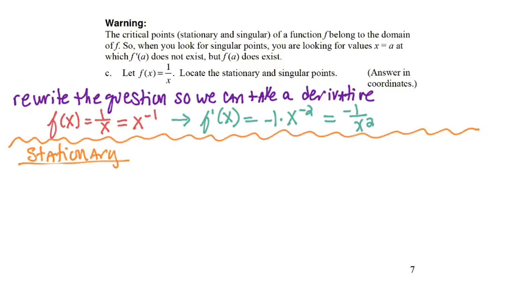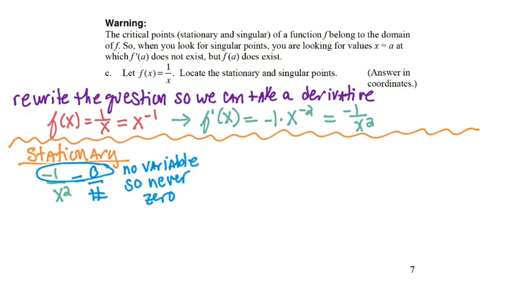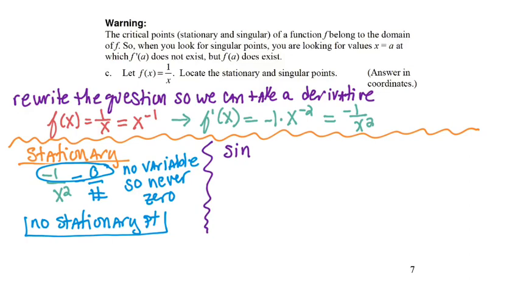So to find our stationary point, we take negative 1 over x squared, and we really look at when does the numerator equal 0? Well, since there's no variable, this means there is also no value that we can create to change negative 1 into 0. So we will never have 0 in the numerator of this function. So we have no stationary point. That's not specific to this domain example, just happened to make it easier.